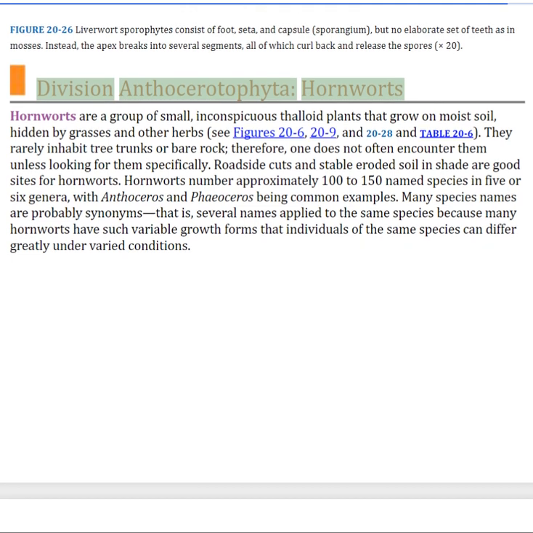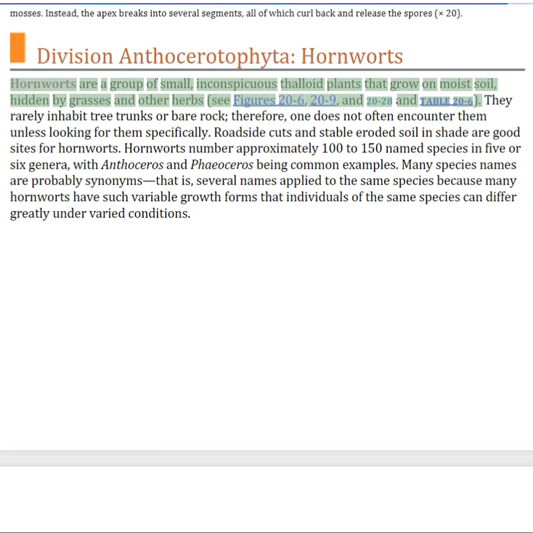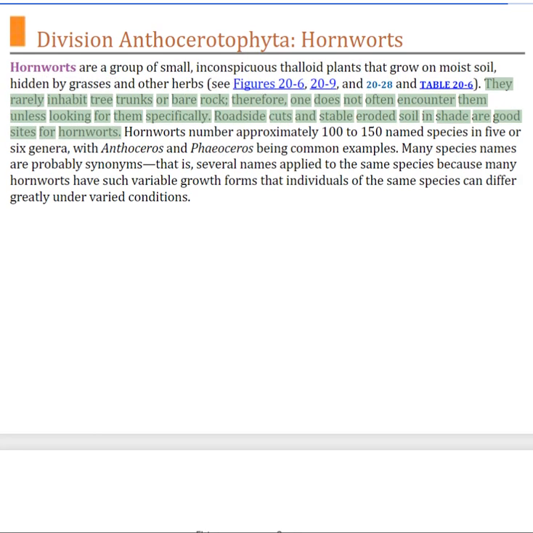Division Anthocerotophyta, hornworts. Hornworts are a group of small, inconspicuous thalloid plants that grow on moist soil, hidden by grasses and other herbs. They rarely inhabit tree trunks or bare rock; therefore, one does not often encounter them unless looking for them specifically. Roadside cuts and stable eroded soil in shade are good sites for hornworts.